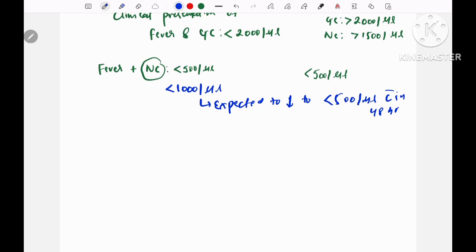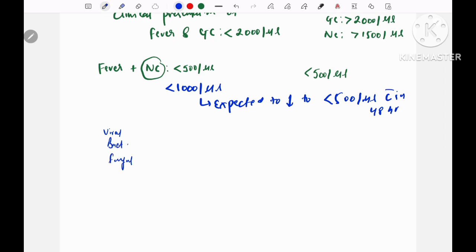As we all know, neutrophils are the first defense of the body. So if the level of neutrophils decreases, then there is a high risk of infection. The infection can be viral, bacterial, or fungal, and the most common infection is bacterial infection. In bacterial infection, the most common organisms are both gram positive and gram negative organisms, and among those the most common is Pseudomonas aeruginosa.